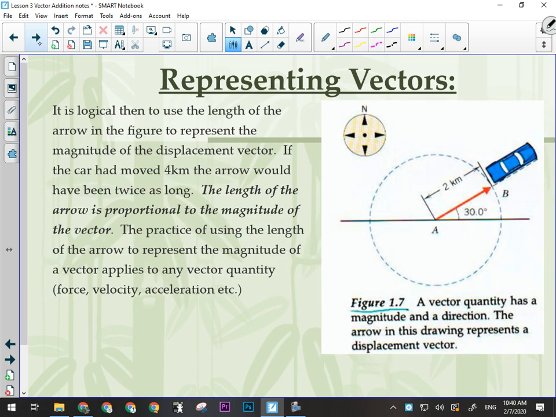And then obviously the next part here is it's logical to use the length of the arrow in the figure to represent the magnitude of the displacement vector. So a 4 kilometer vector would be twice as long. So the length of the arrow is proportional to the magnitude of the vector. That's the easy stuff, really easy stuff. How to draw arrows and make them represent things. Super easy.